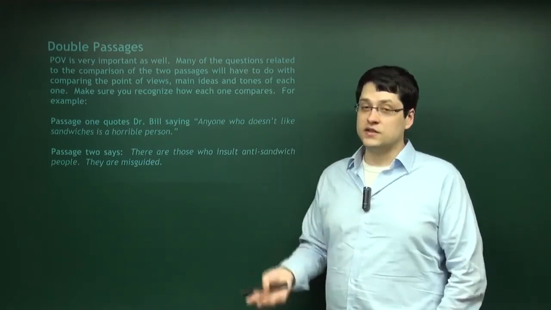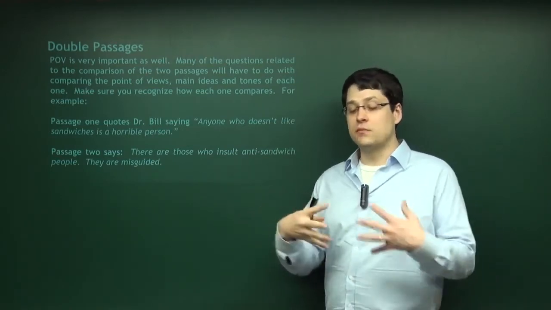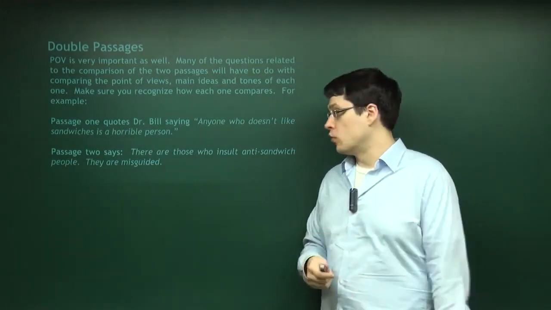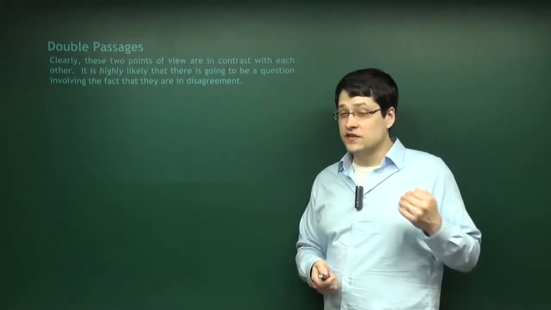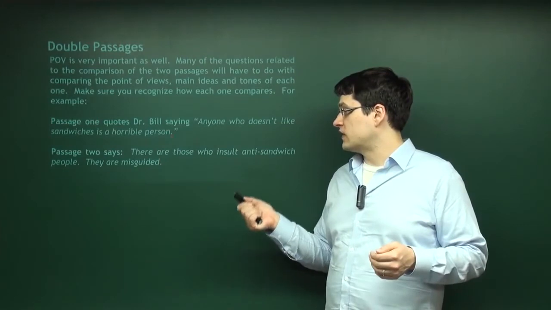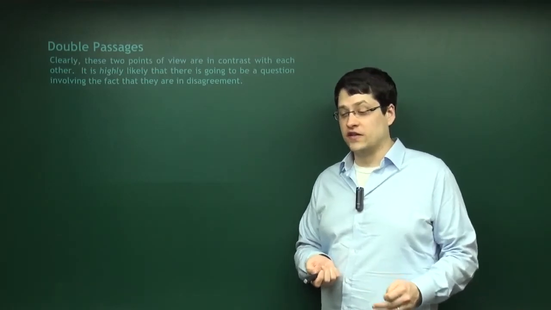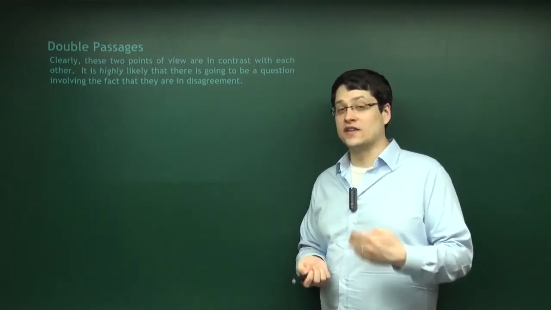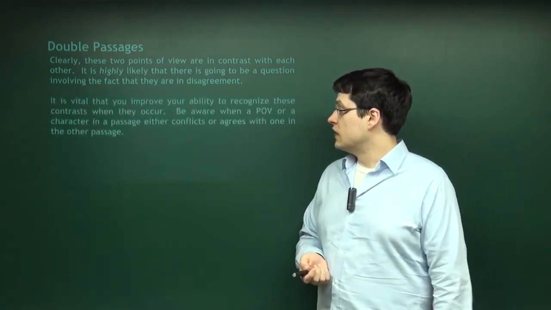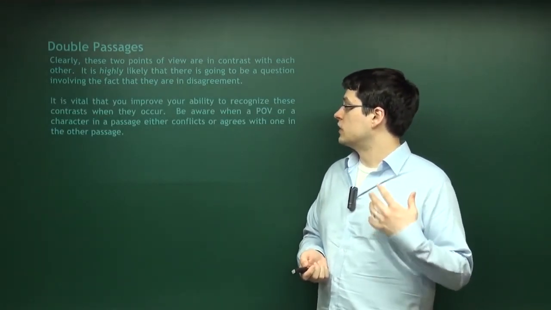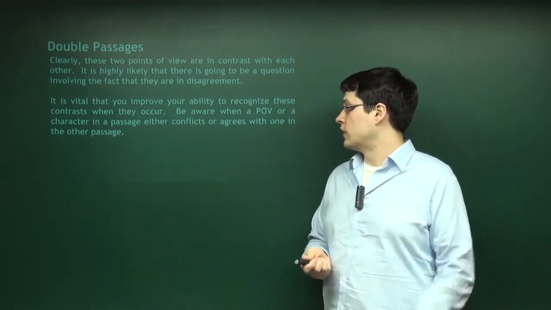Now, this, again, may seem obvious, but the more you get into it, the more you practice it, the more you see how the passages interconnect with one another, the more ready you're going to be. Now, these two points of view are in contrast with each other, and if you see something as obvious as this connection right here, there is almost like a 99% chance there is going to be a question about it. That's the point of noticing these things: this is what they ask questions about when you get to the questions. It's extremely likely there's going to be a question about that disagreement. And so that's why it's important to improve your ability to recognize these contrasts. See the points of view, see the characters, see how the two passages interact with one another.